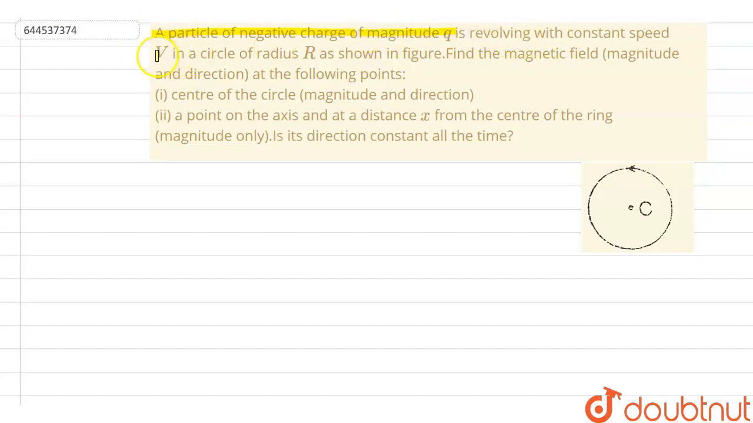Hello students, our question is: a particle of negative charge of magnitude q is revolving with a constant speed v in a circle of radius r as shown in the figure. We have to find the magnetic field, magnitude and direction, at the following points. The first one is the center of the circle and the second one is a point on the axis at a distance x from the center of the ring. Here we have to find the magnitude only, and we have to predict whether the action is constant all the time or not. So let us start.